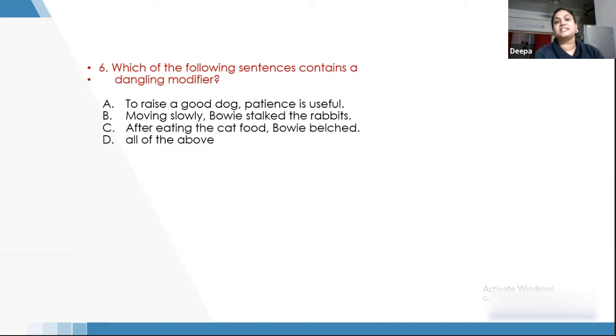Is it, to raise a good dog, patience is useful? For whom? Who needs patience? So A is out of question. Moving slowly, who was moving slowly? Bowie stacked the rabbits, it is right. After eating the cat food, who ate? Bowie belched, that is also right. So the answer is A.